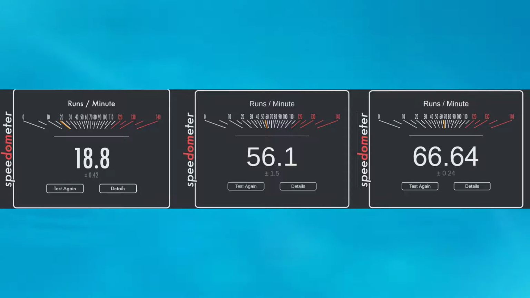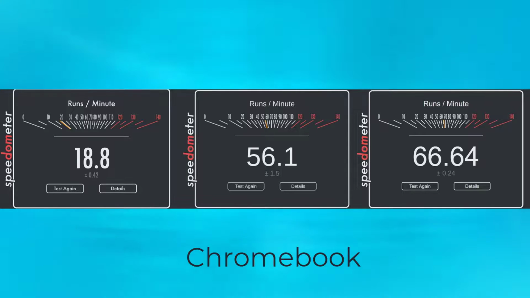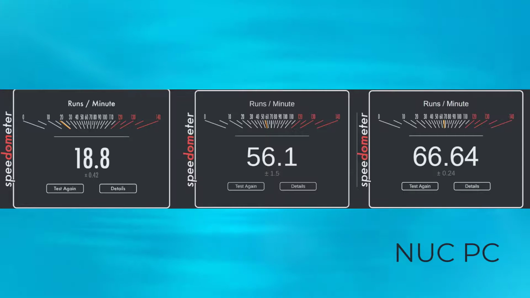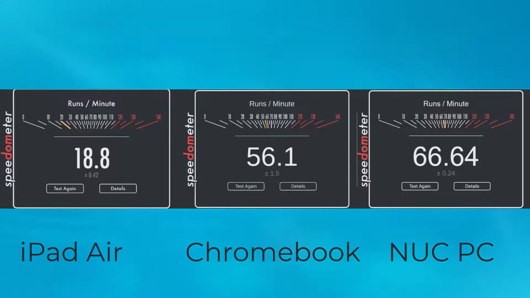Here are the results from 3 different devices. 18.8 is an older iPad Air. The 56.1 is my Chromebook. And the 66.64 is my NUC, which has 64 gigabytes of RAM and has a 10th generation i7 chip in it.